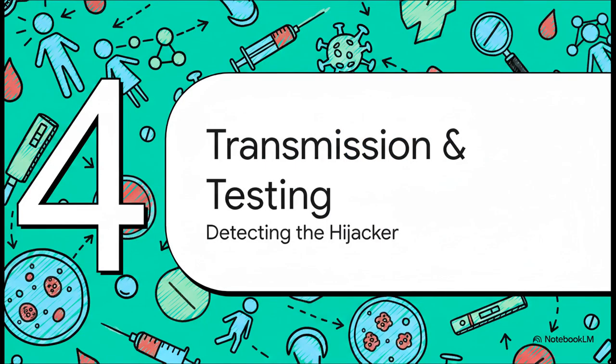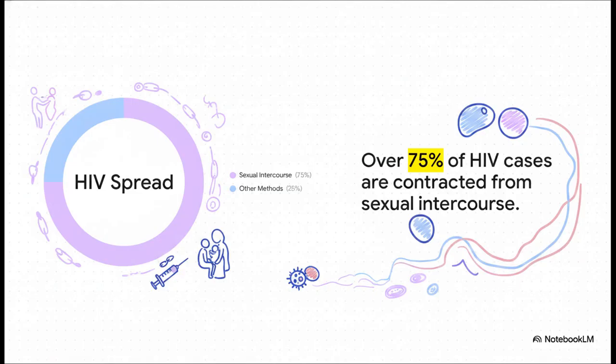So, how do we track this thing down? That brings us to Section 4, transmission and testing, detecting the hijacker. Shifting our focus to the societal level for a minute, how does this virus actually spread from person to person? When you look at the data, it's very clear. Over 75% of all HIV cases are contracted through sexual intercourse.